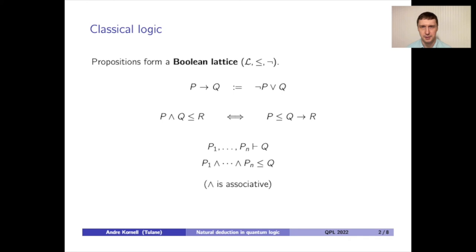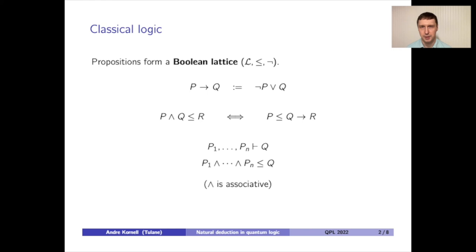First, I want to talk a little bit about classical logic, just to set the stage. In classical logic, propositions, of course, form a Boolean lattice, for us a poset with a norm-reversing involution satisfying some axioms. And in any Boolean lattice, we can define an implication connective: P implies Q by not P or Q. And this implication connective satisfies an adjunction: P and Q is less than or equal to R if and only if P is less than or equal to Q implies R.